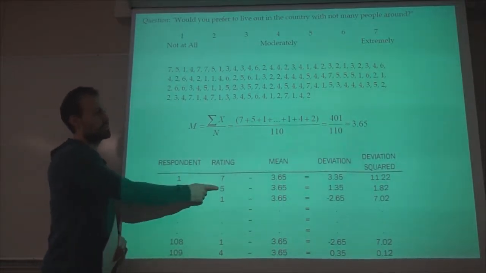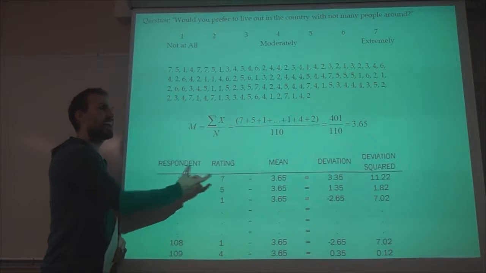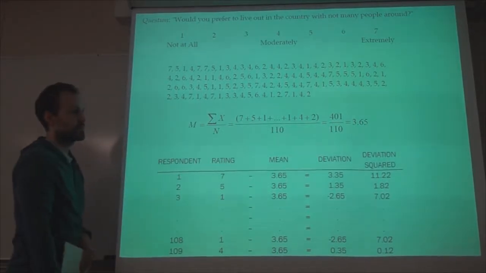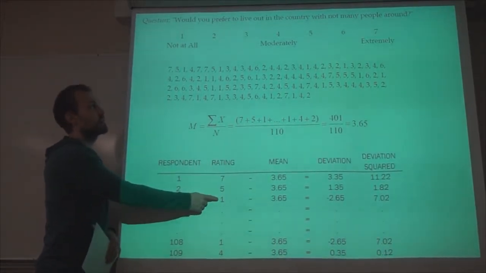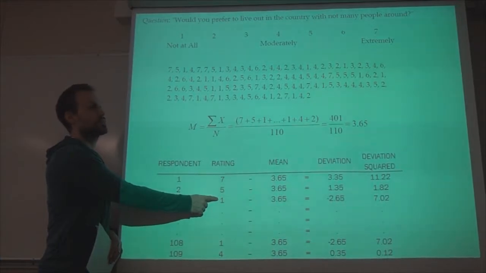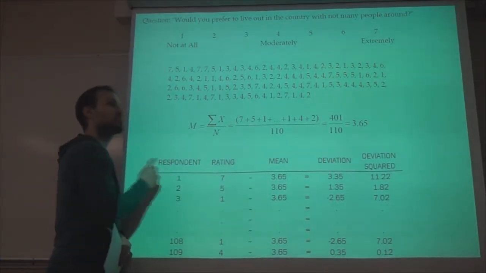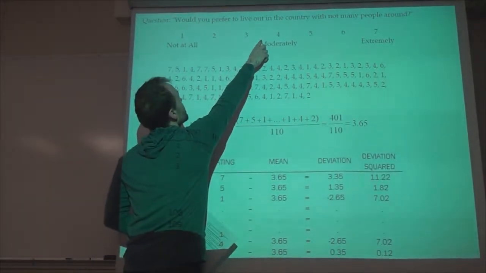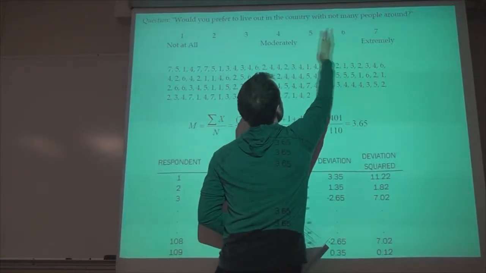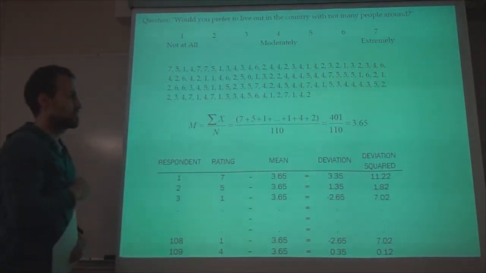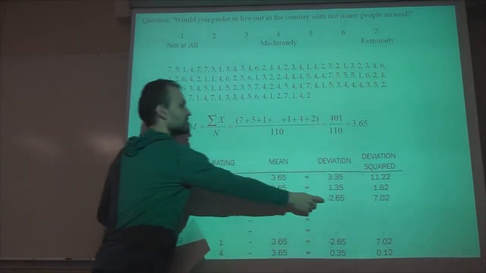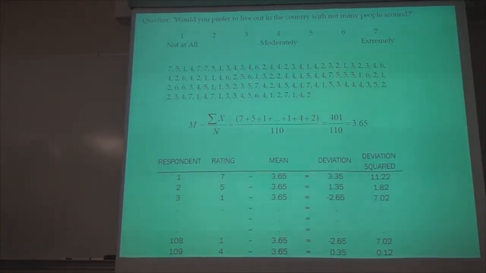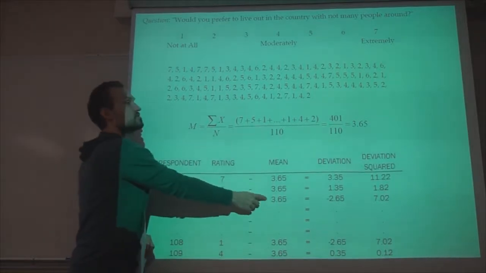The second person had a score of 5. It's not as far from the mean. It's only 1.35 away. The next person had a score of 1. They did not want to live in the country at all. How far is that from the mean? Well, now it's on the other side of the mean. The mean sits over here. If the score is over there, then it's a positive difference. If it's over here, then it's a negative difference. So I get a negative 2.65, just indicating where the actual score sits in relation to the mean.